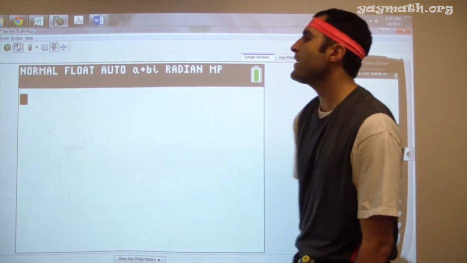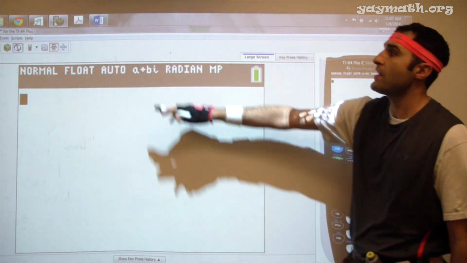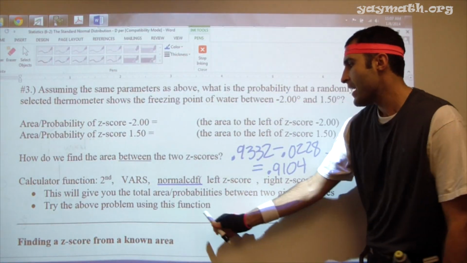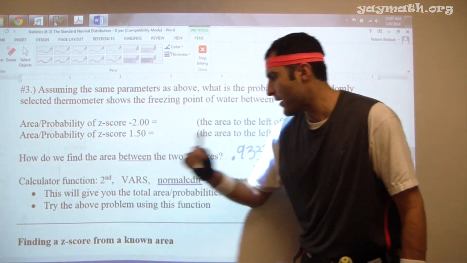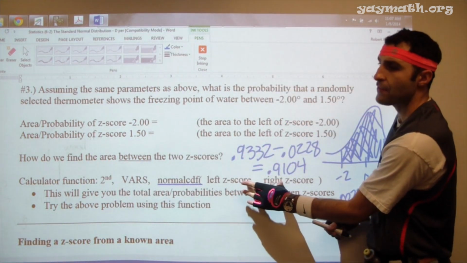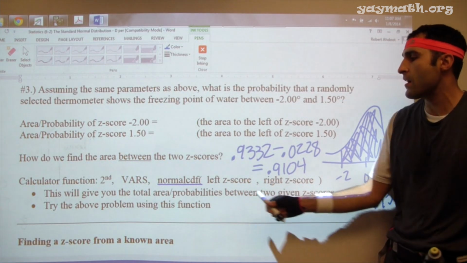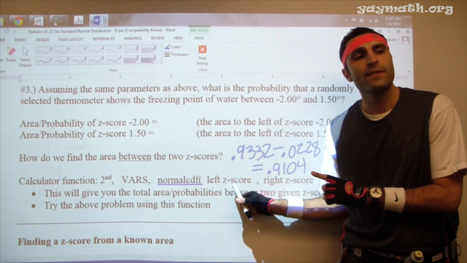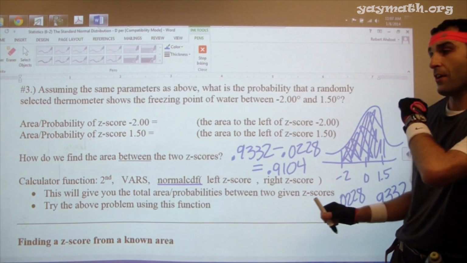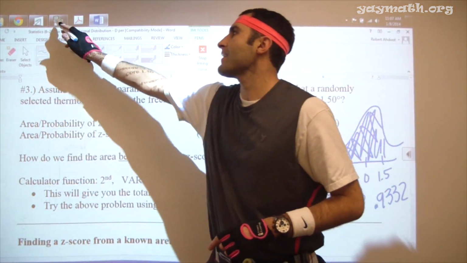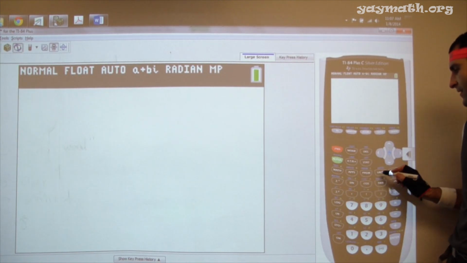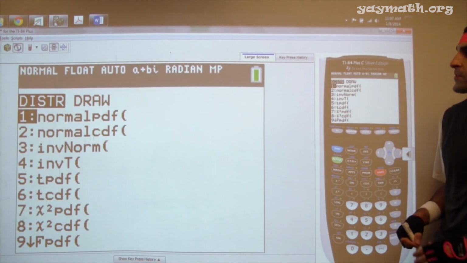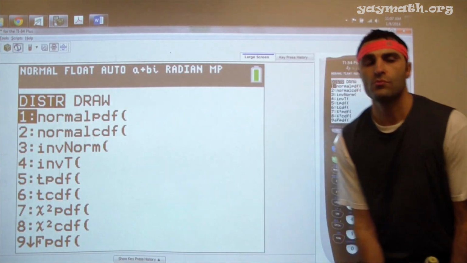In the graphing calculator, the function is called normal CDF. It's under second vars. Normal CDF asks for two inputs: the left z-score and the right z-score. So we can solve this problem now. Second vars, normal CDF, option 2.